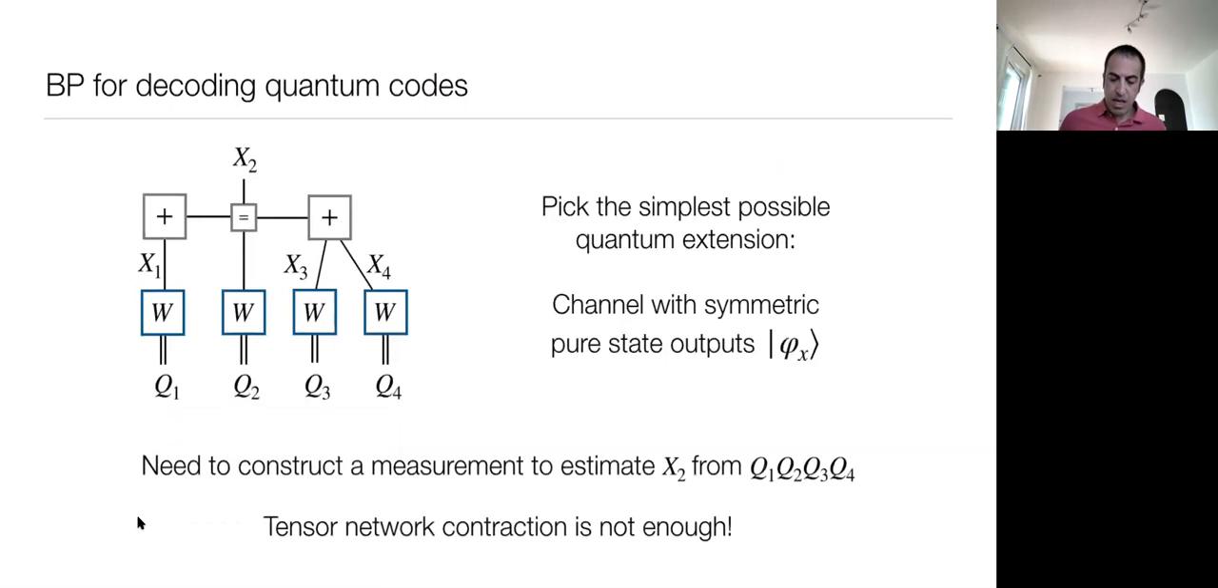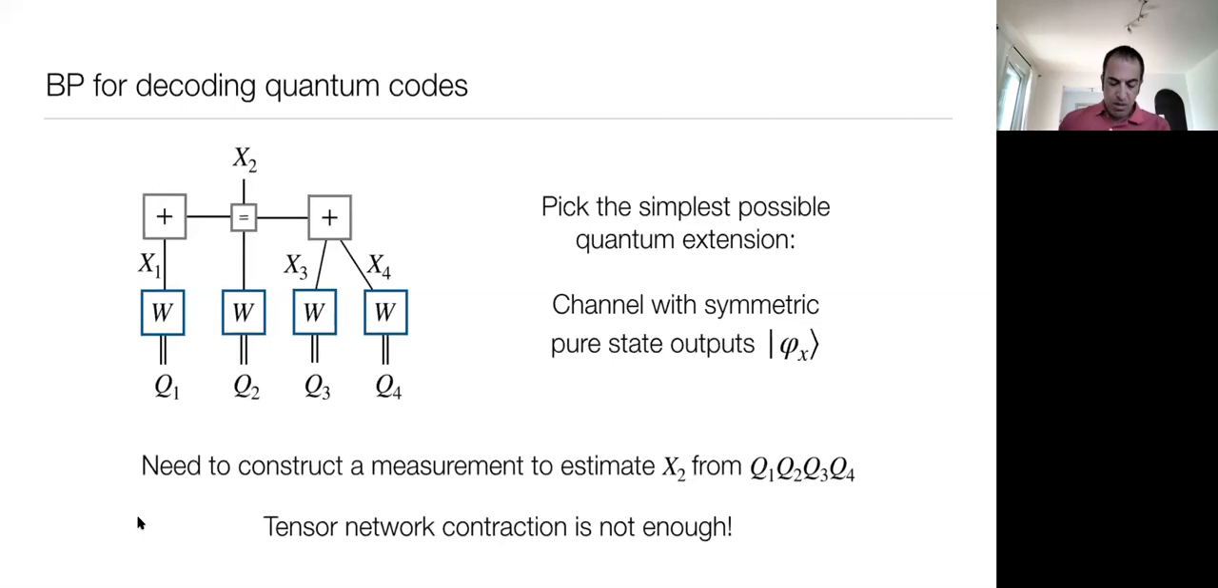So as I said, we'll pick the simplest possible extension. We already have a CQ state, and we'll pick a specific one here. The simplest possible CQ state, I would say, is a channel that has binary input, and the output is a pure state. And let's say it's symmetric. So it's one of two pure states called phi x. Any two pure states are symmetric essentially, so you can flip one into the other with a unitary.